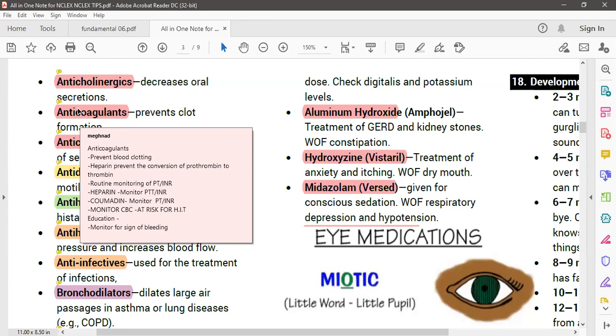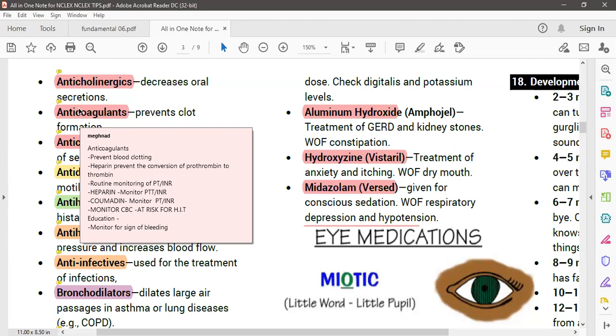Anticoagulant most commonly we use heparin or enoxaparin, or we use Coumadin or warfarin, right? Heparin, particularly heparin, prevent the conversion of prothrombin to thrombin and prevent blood clotting formation.